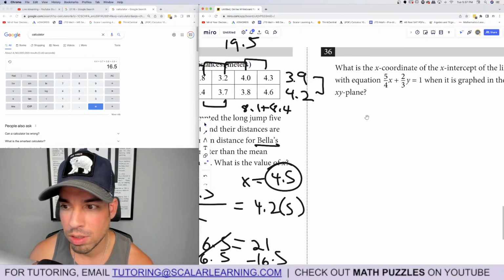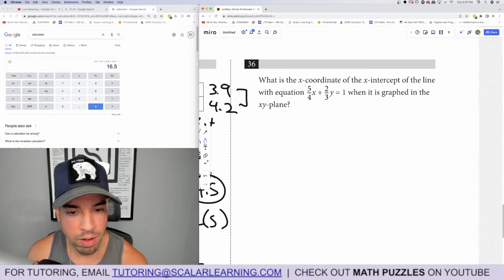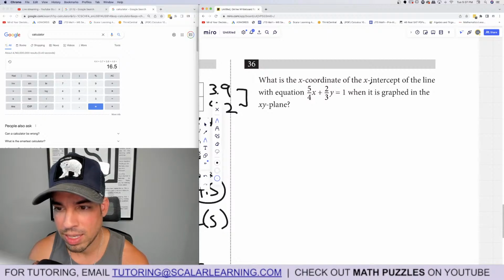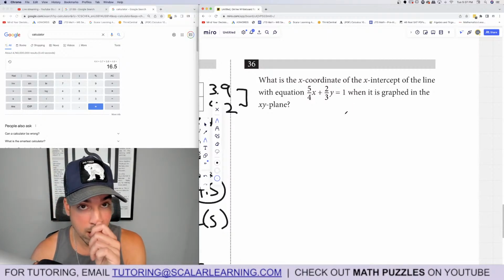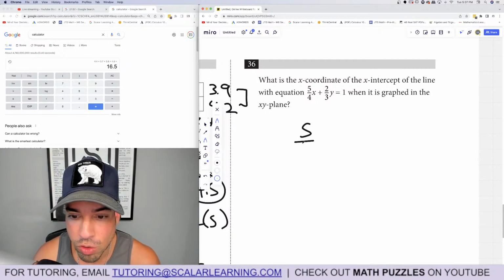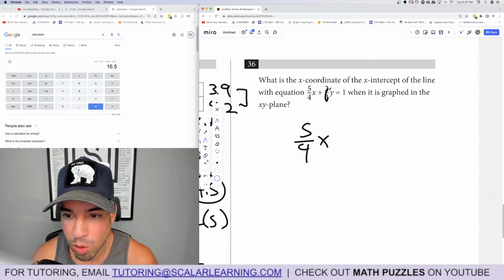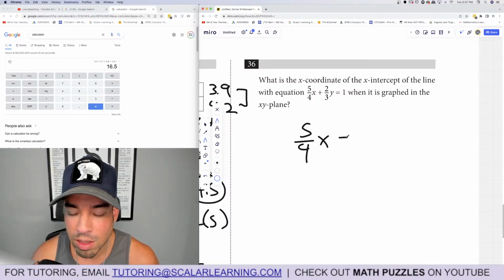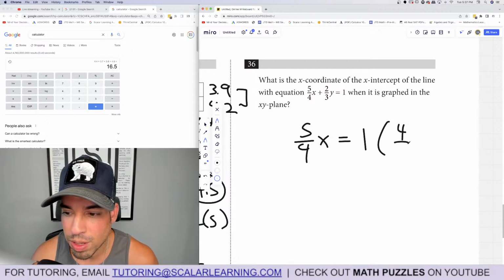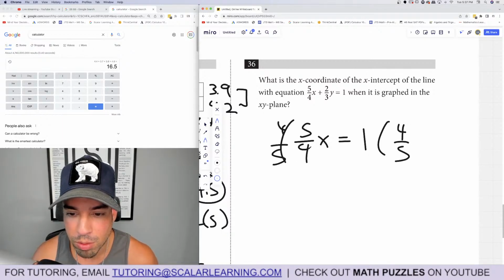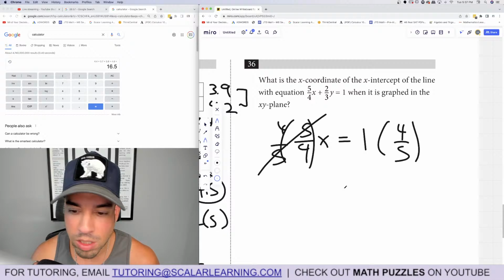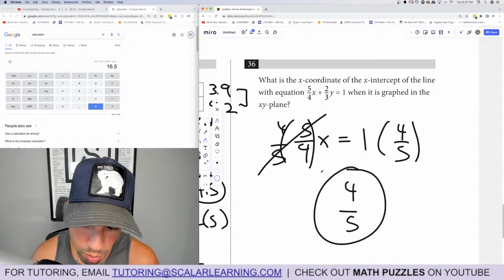Boom, 36. What is the x-coordinate of the x-intercept? So if we want the x-intercept, that's when y equals 0. It's hitting the x-axis. So I just replace my y with 0, which kills that guy. And then it equals 1. And we isolate by multiplying by the reciprocal. Boom, boom, cancel. And 1 times 4/5 is 4/5, or 0.8, done.